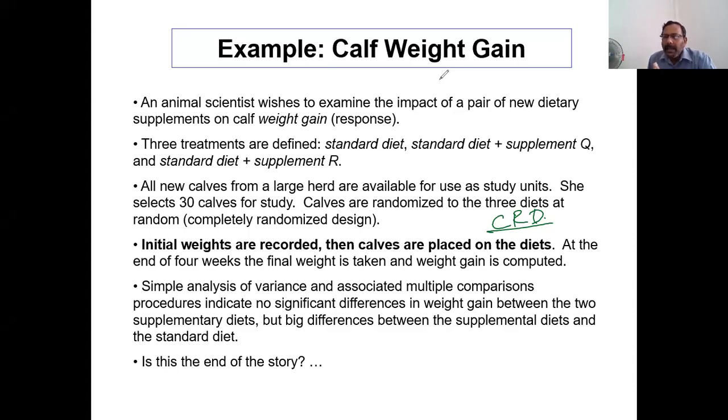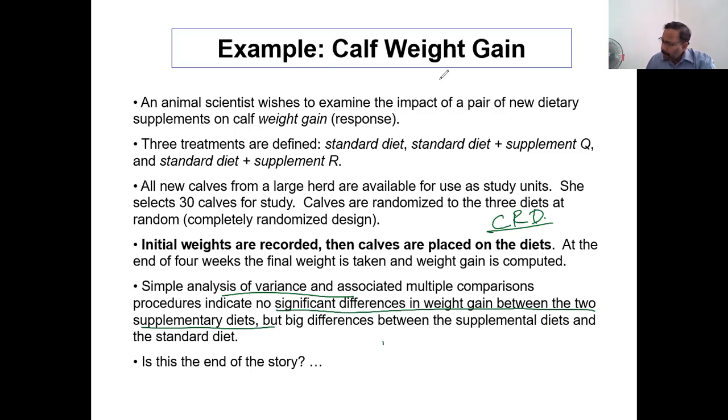If we are not considering anything else, only the final weight, the simple analysis of variance is associated with a multiple comparison procedure. You will learn about the comparison later on. The mean comparison indicates no significant difference in the weight gain between the two supplementary diets. So what we are actually doing is a CRD. After doing CRD, maybe today or tomorrow we will talk about mean separation.